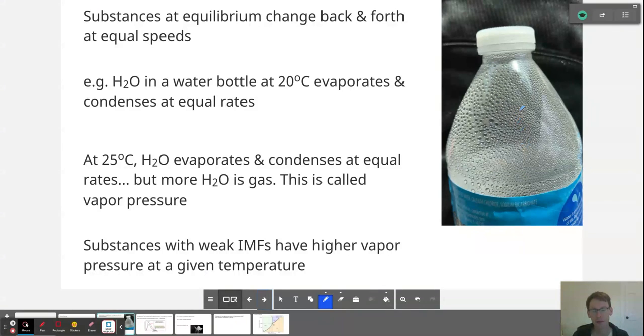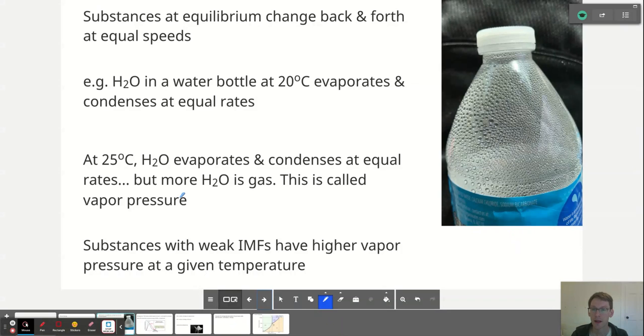But what this illustrates is that there's this equilibrium where particles come up into the gaseous phase and then go back down into the liquid phase. And at equilibrium, both of those are happening at the same rate. The equilibrium favors there being liquid water. There's not a whole lot of gas, but there still is some. And this is called vapor pressure.